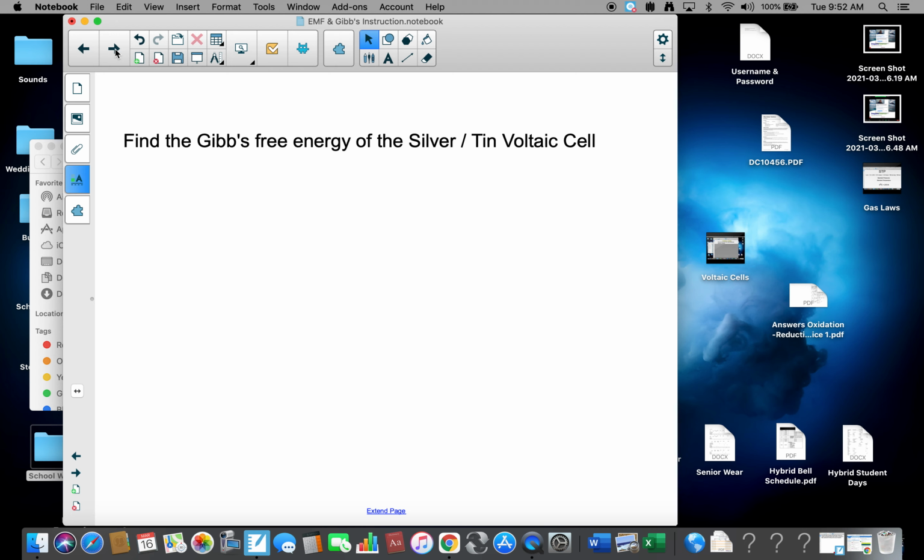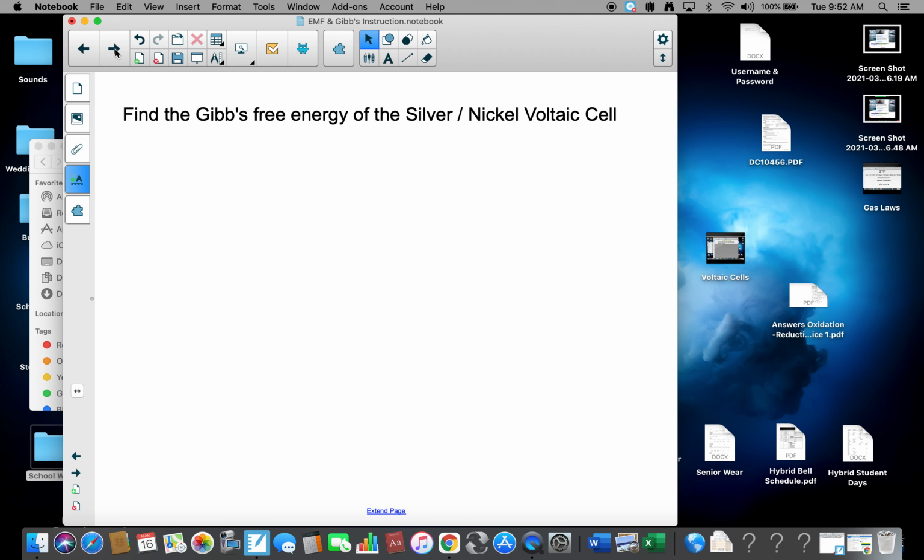So let's do this one together in class. Find the Gibbs free energy for the silver tin voltaic cell. And then we'll do this one afterwards on your own.